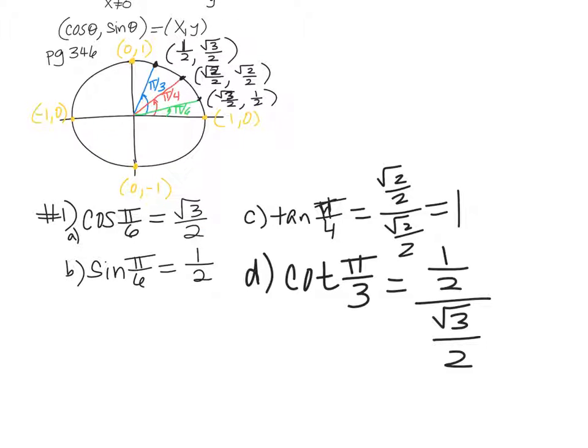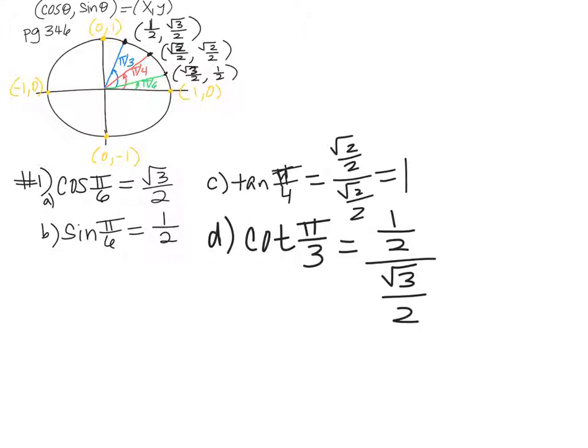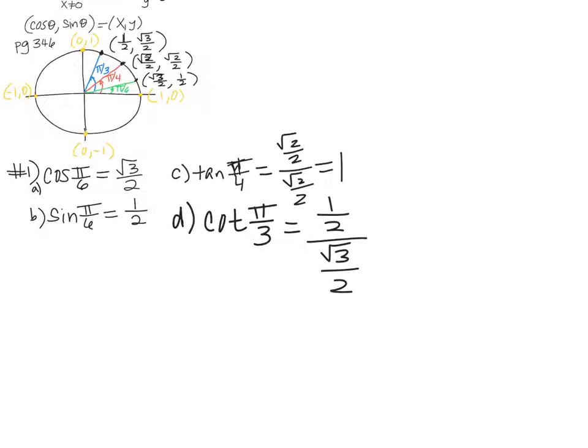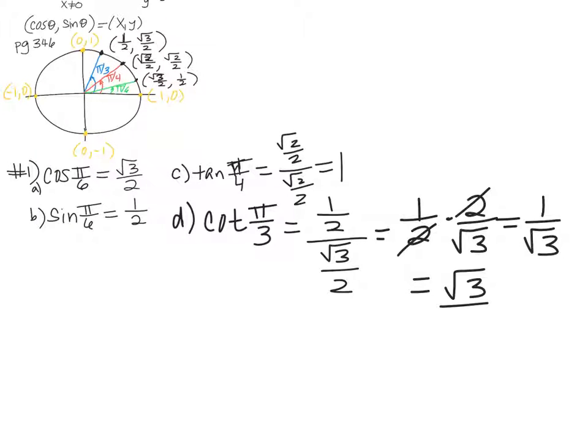Now, of course, I'm not going to let you leave it like that. That's disgusting. So what we're going to do is take the bottom fraction. Remember when we divide fractions, you take the bottom one and flip it and multiply. So this is the same thing as 1/2 times 2 over rad 3. 2's reduce, leaving you with 1 over rad 3. And then we rationalize, multiply top and bottom by rad 3. So we get rad 3 over 3.